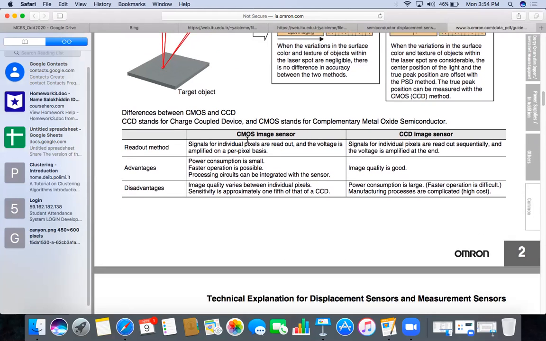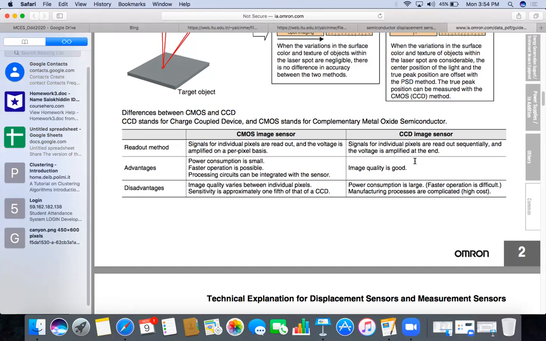Difference between CMOS and CCD. CCD stands for charge coupled device and CMOS stands for complementary metal oxide semiconductor. Now for CMOS image sensor and CCD image sensor, readout method. For the first case, signals for individual pixels are read out and the voltage is amplified on a per-pixel basis. And for the second method, signals for the individual pixels are read out sequentially and the voltage is amplified at the end.